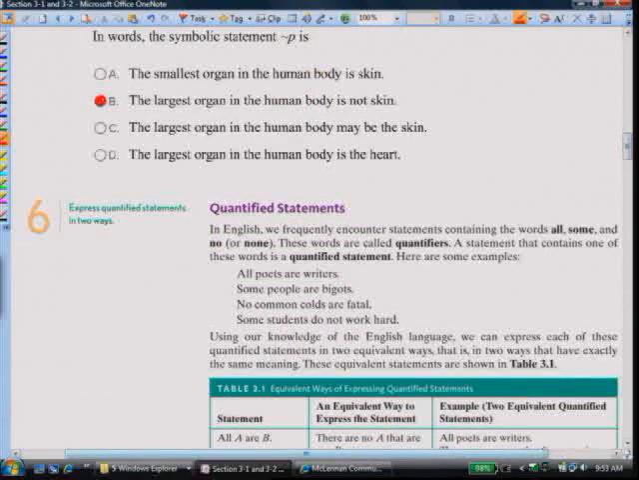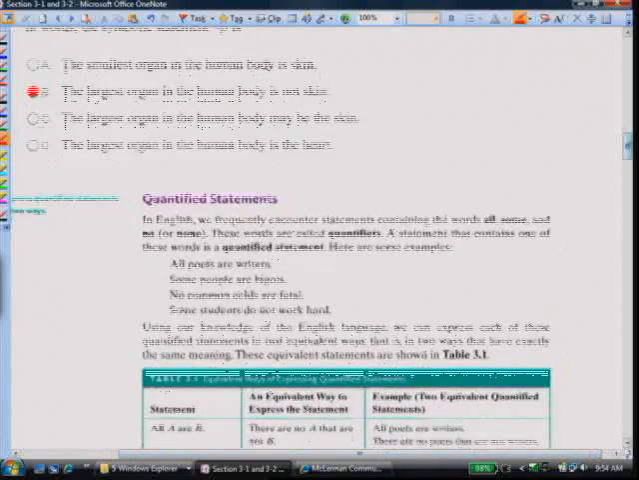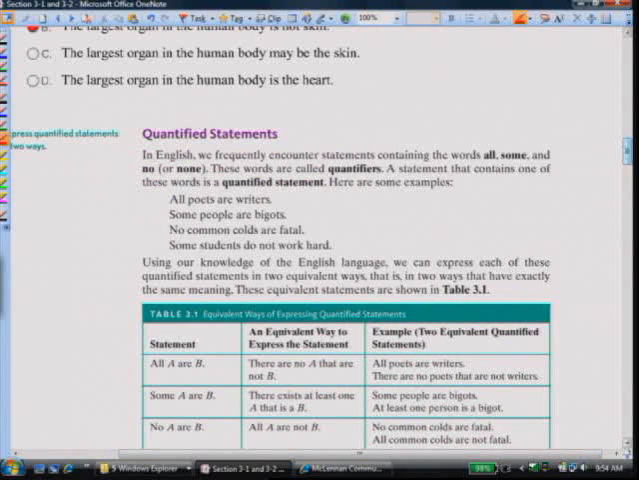Okay, now here we go. Express quantified statements in 2 ways. Now we have something new, but it's not that hard. We're going to talk about quantified statements. In English, we frequently encounter statements containing the words all, some, no, or none. These words are called quantifiers, and a statement that contains one of these words is a quantified statement.